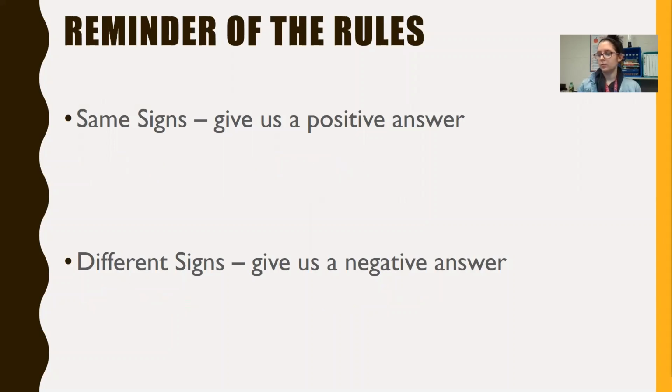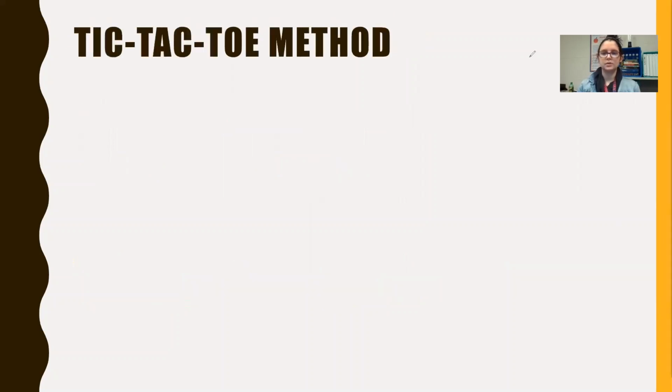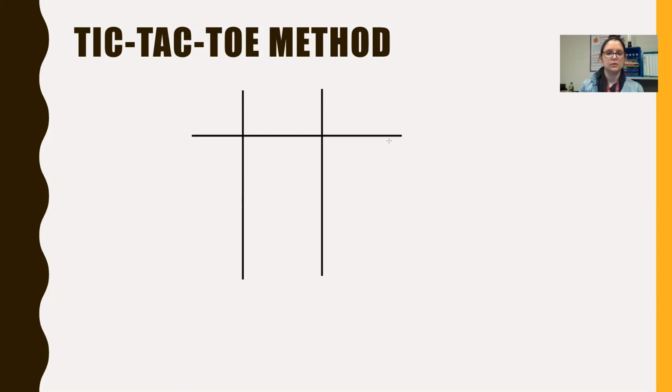And like with our multiplying, we can use the tic-tac-toe method to organize our pluses and minuses to help us remember how we get a positive or a negative answer. So as always, the positives are on the diagonal, and the negatives fill in all of the extra spaces.